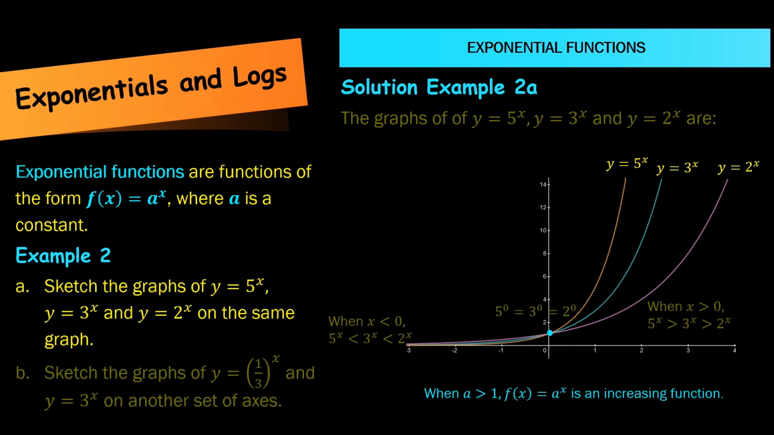And when a is greater than 1, f of x equals a to the power x is an increasing function. For a greater than 1, as x tends to infinity, a to the power x also tends to infinity. And for a greater than 1, as x tends to minus infinity, a to the power x tends to 0.